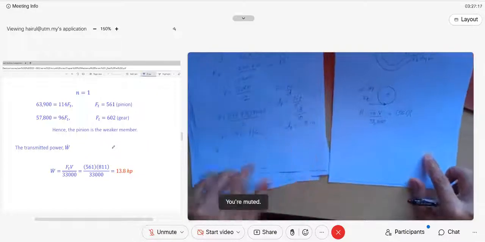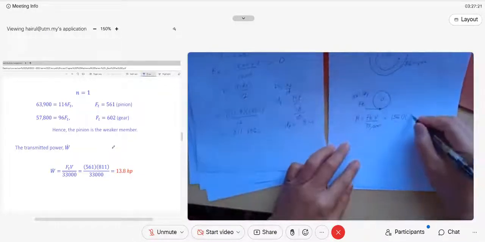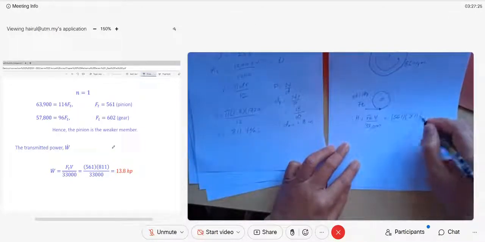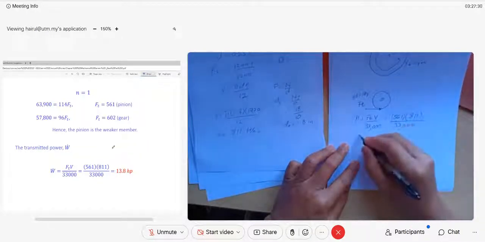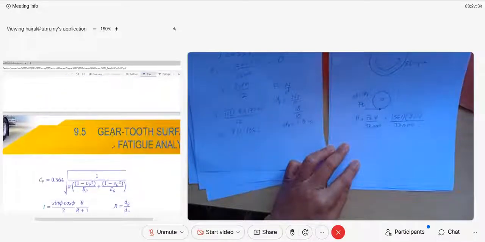So FT we already know. Velocity is 811 feet per minute, the unit is pound force, over 33,000. So for the pinion, the power is from the pinion.